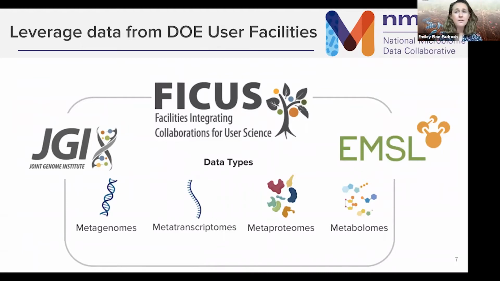Also, I wanted to mention that this pilot program really focused on leveraging projects that have been generated through the FICUS program, or the Facilities Integrating Collaborations for User Science. This is a great mechanism that through one proposal, you can get access to capabilities through both the JGI and EMSL. Importantly, all of the projects that have been generating data through the FICUS program provide a rich resource of diverse multi-omics data that we are beginning to pull, in collaboration with those respective research teams, to be able to host within the NMDC data portal.